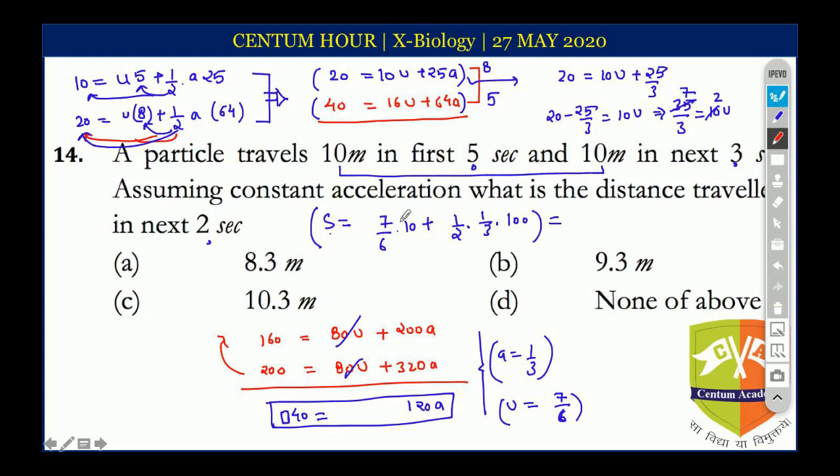So 170 by 3 is the value, minus 20 already. Yes or no? So you get this answer as 50 by 6, which is 48.34.